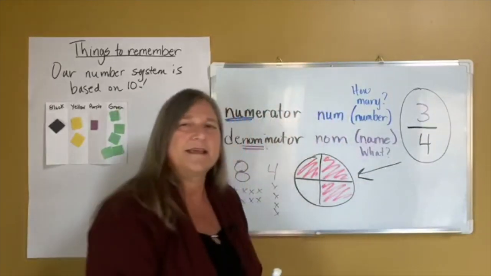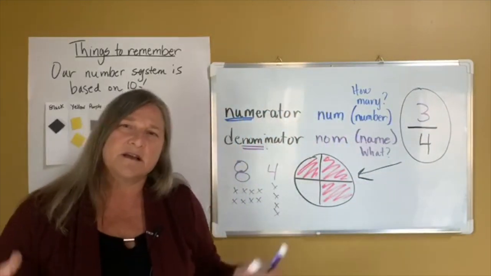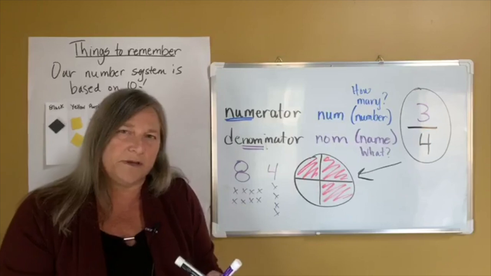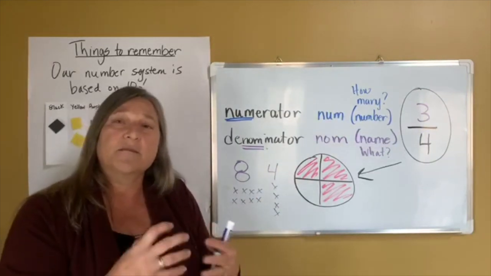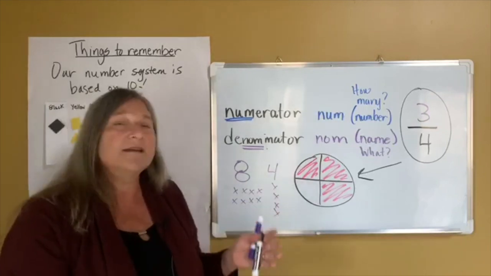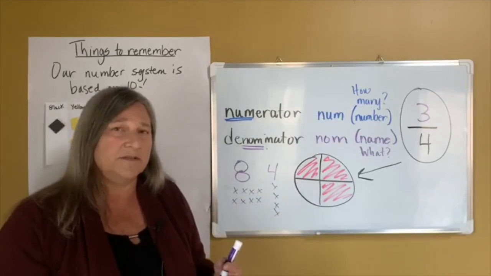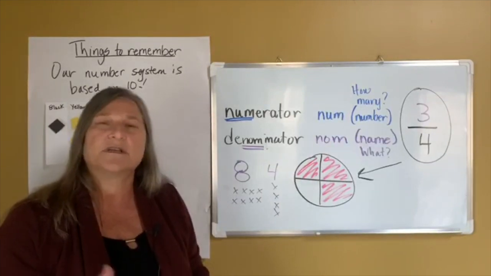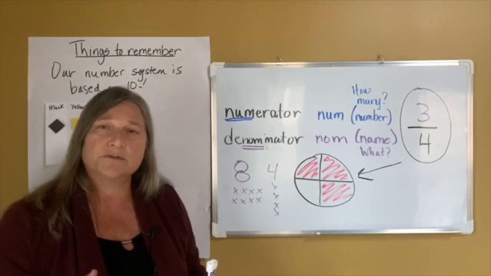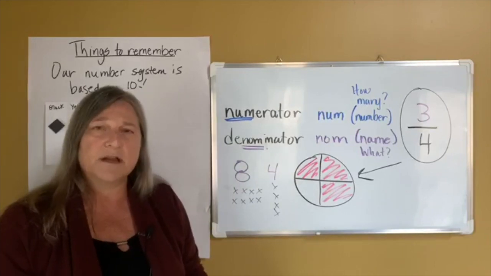So we put it like that so we know that those two ideas come together as one unit. So these two ideas together, the numerator, the number of things, over the denominator, the name of each of those things, that's what makes this idea of 3 4s. And you can say 3 4s when students are just learning fractions. There's absolutely nothing wrong with that.